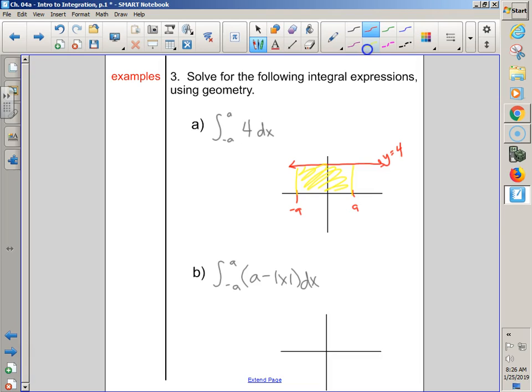My height's going to be 4. That's for sure, no matter what. And my base is going to be... don't think that you need to find a number. You don't. You need to find an expression. So, what's A minus negative A? 2A. Final answer? It wasn't a number.